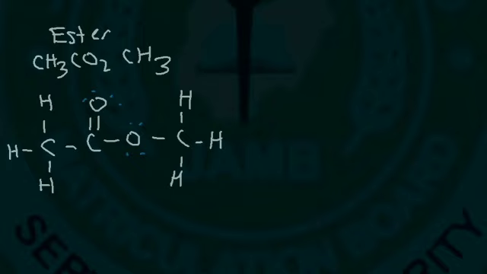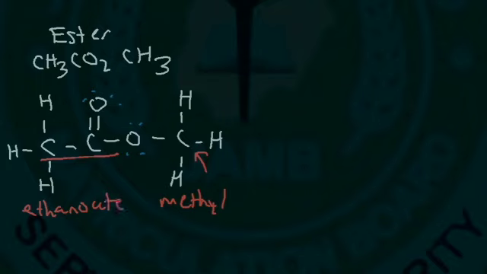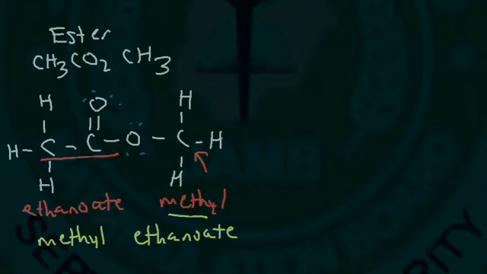So to name it, this part on the right is the methyl part, and on the left side, those 2 carbon atoms is known as ethanoate. So when you put it together, the substituent comes first, the part with the oxygen. So it's really called methyl ethanoate. The parent name is ethanoate. So this has to be at the end regardless of this e right here.